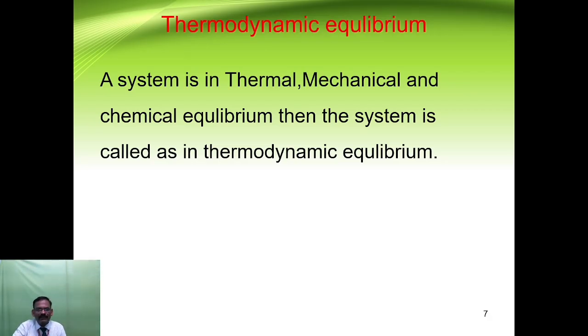Dynamic is nothing but the property related to movement or motion. Thermo, already we saw, relates to temperature. So thermodynamic equilibrium includes these three types of equilibrium: thermal, mechanical and chemical equilibrium.